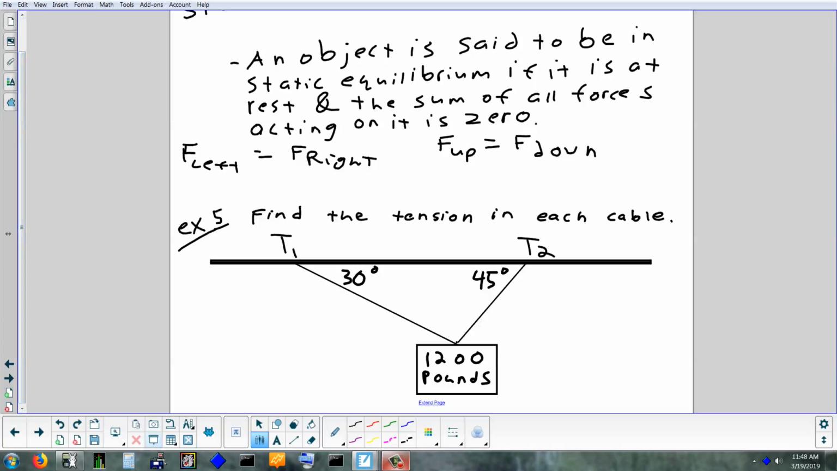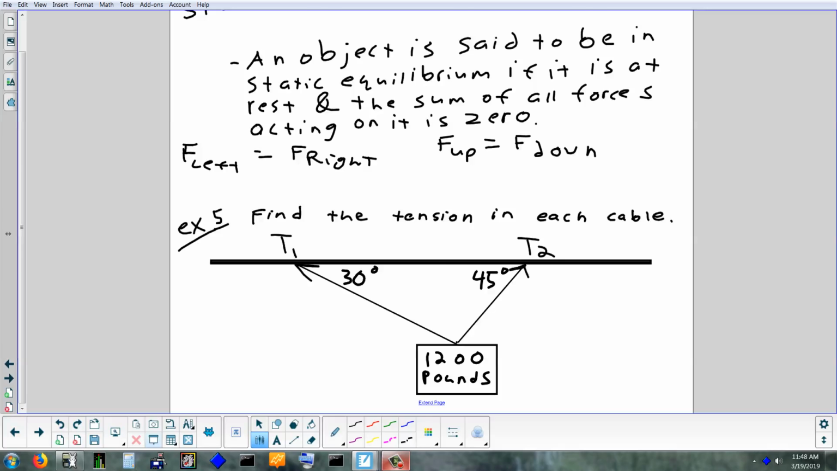So this cable is pulling up and to the left because it's keeping it from swinging down and to the right. And the same thing here. If you were to cut that cable right there, all of a sudden this weight would swing down and to the left. So this cable is pulling up and to the right. Questions on that?